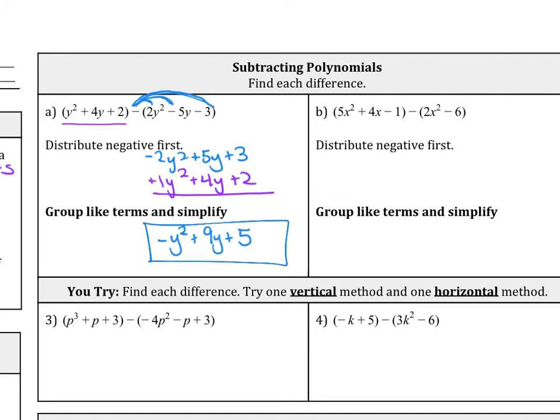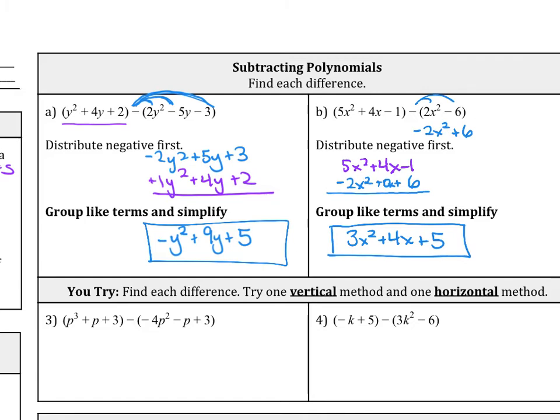So that is done. So let's try this example here. So again, we're going to distribute this negative, so that becomes a negative 2x squared plus 6. So I'm just going to rewrite everything here. So 5x squared plus 4x minus 1. And then I'll rewrite this negative 2x squared. And the 6 goes here. So make sure you're grouping the like terms together. So there's nothing here on the x, 0x. So 5x squared minus 2x squared is 3x squared plus 4x, and then negative 1 plus 6 is a positive 5.